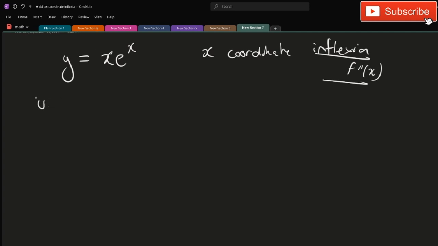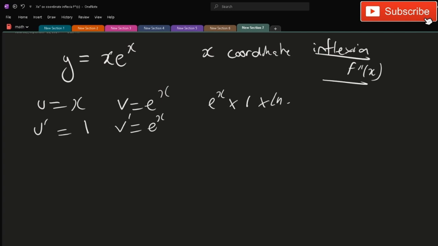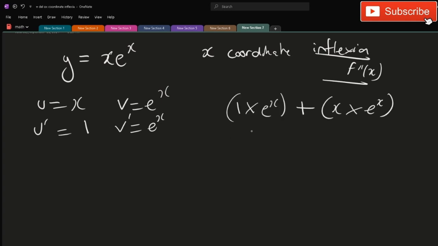So we're going to know u equals x, u differentiated equals 1, v equals e^x, and v differentiated equals e^x. In fact, if you want to know the reasoning for this, it's because it's going to be e^x times the derivative of this, so it's going to be times 1, sorry, plus, and it's going to be times the ln of the base, which is e, which is also just 1. So that's why it's like that. So product rule, it's going to be 1 times e^x. I think that should be correct. So it's just going to be e^x plus x e^x. This is the first derivative.